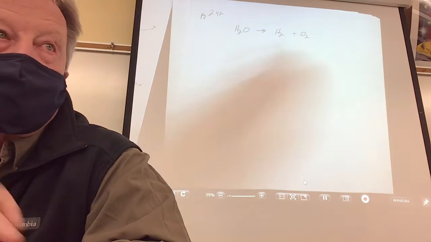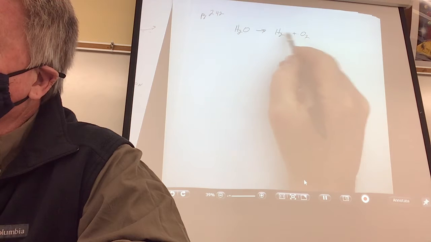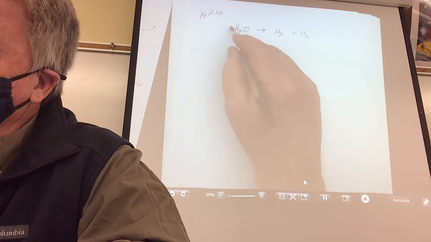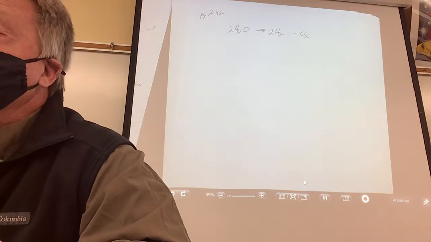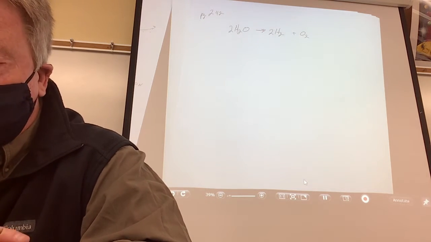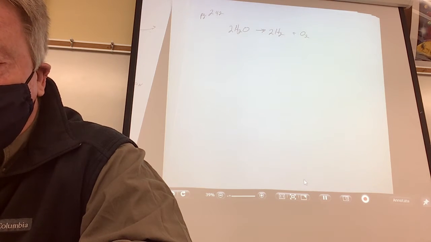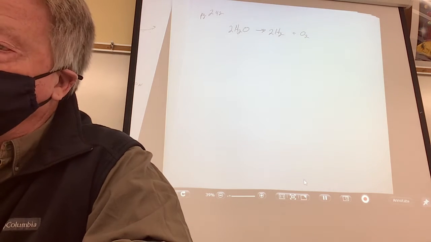Okay. Do we have that? All right, diatomic elements. All right, now we have to balance it. Put a 2 here. Did everybody balance it right? All right. You cannot do stoichiometry unless you have a balanced equation. Let me read again. How many moles of O2 will be produced by the decomposition of 5.8 moles of water?